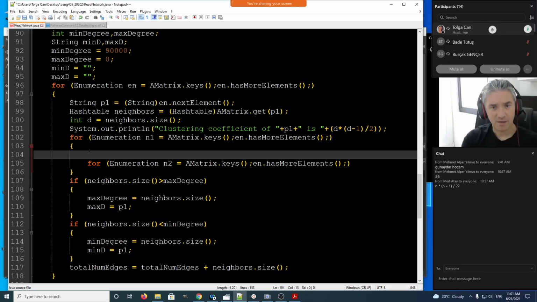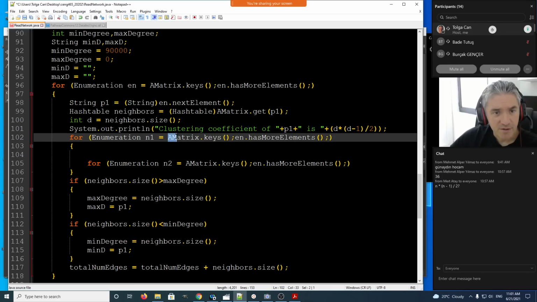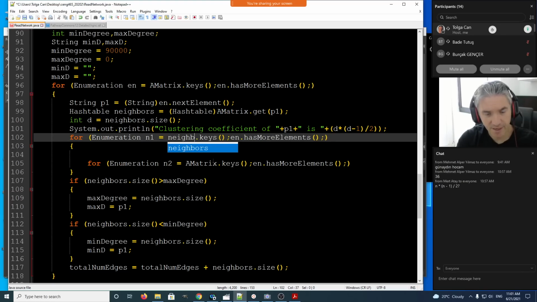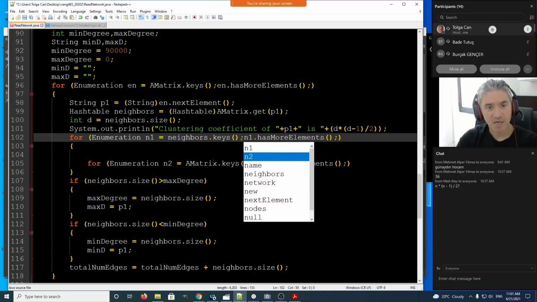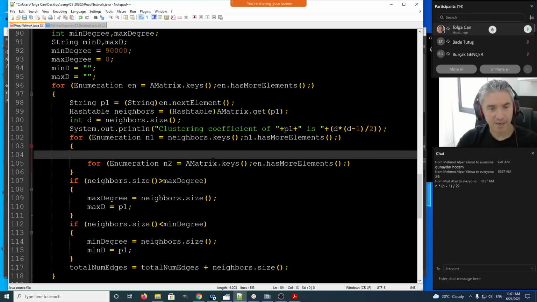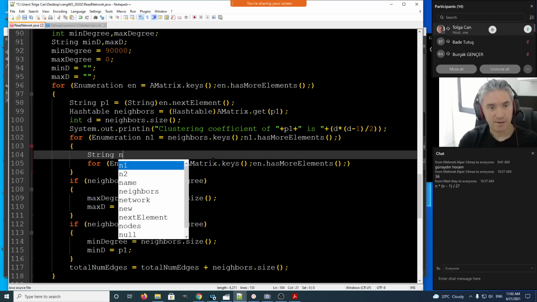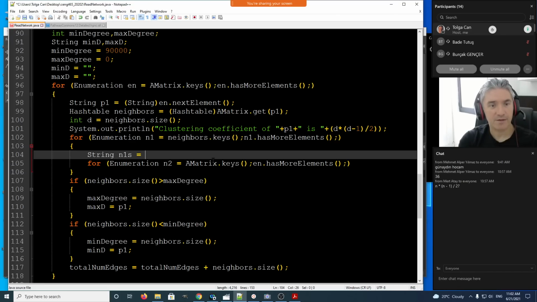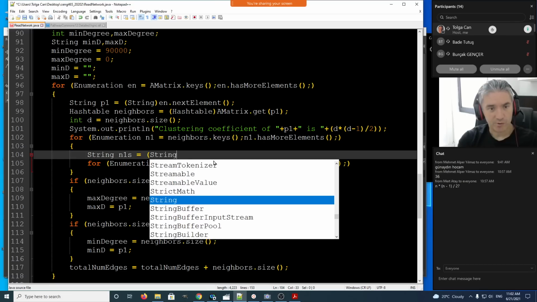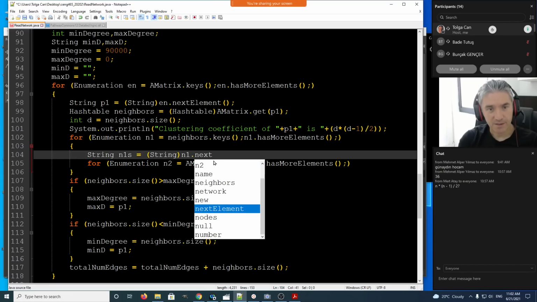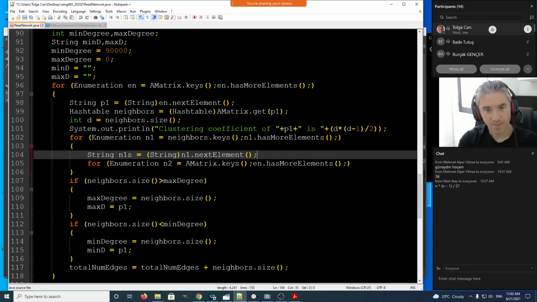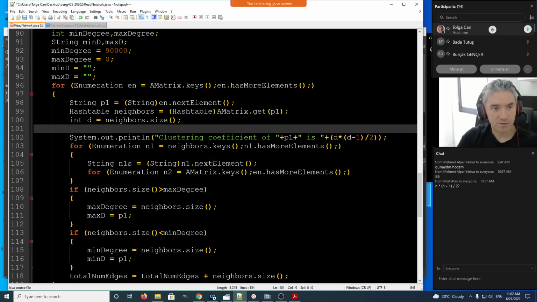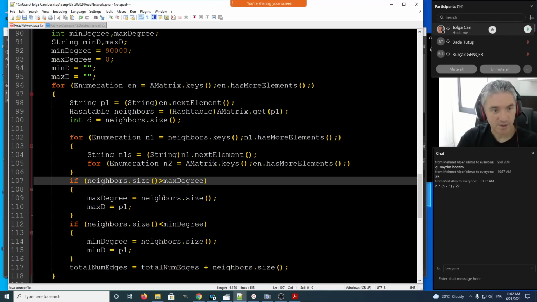So I have the neighbors. These are my neighbors now. N1 is a list of my neighbors. For each of my neighbors in N1, I'm going to say N1 string here is N1 dot next element, and I will also get this one underneath here.